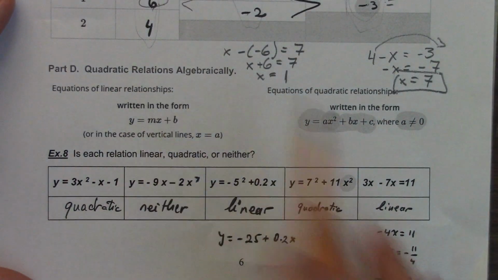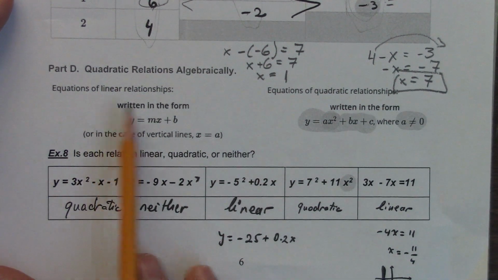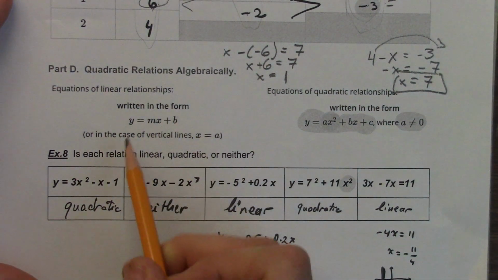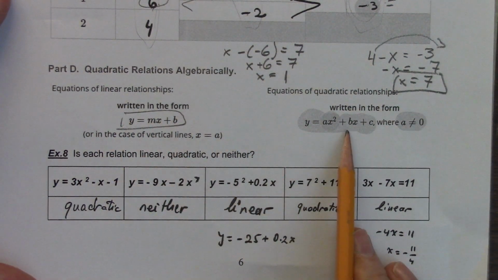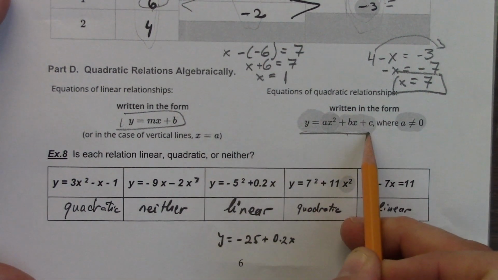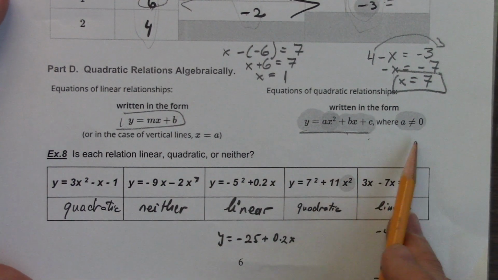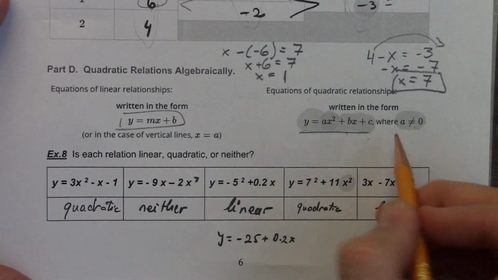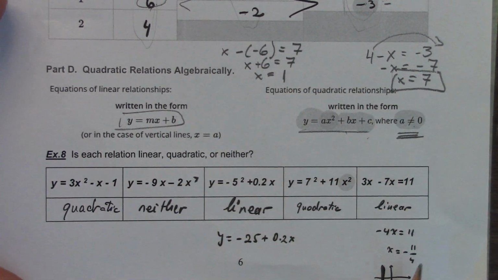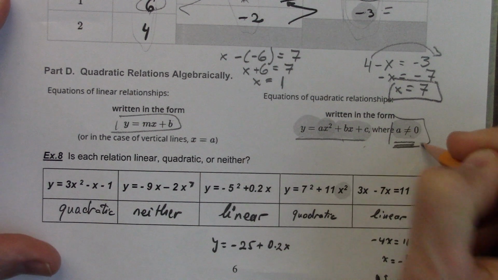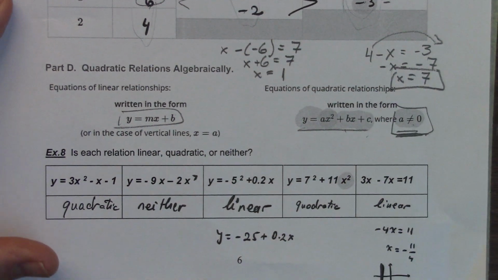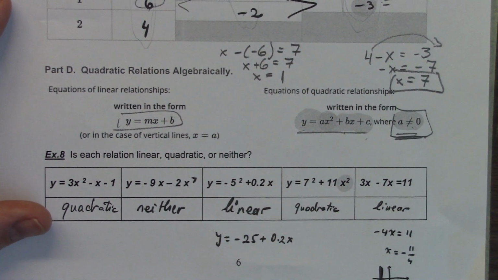Next. Quadratic relations algebraically. Equations of linear relationships written in the form y equals mx plus b. Quadratic relations in the form y equals ax squared plus bx plus c. And now it says where a is not equal to 0. This is a condition. Why is that? Why is it saying where a is not equal to 0? Anybody know why? Yeah, Andrew.